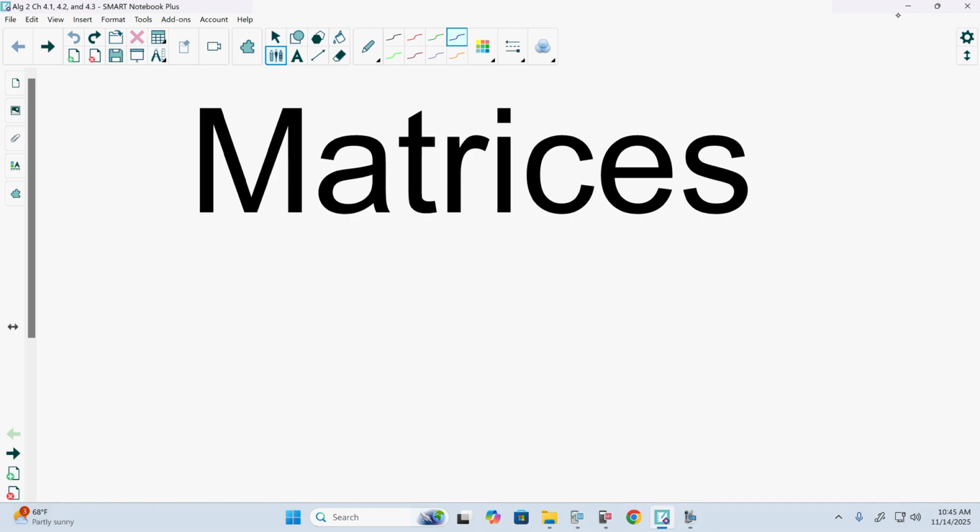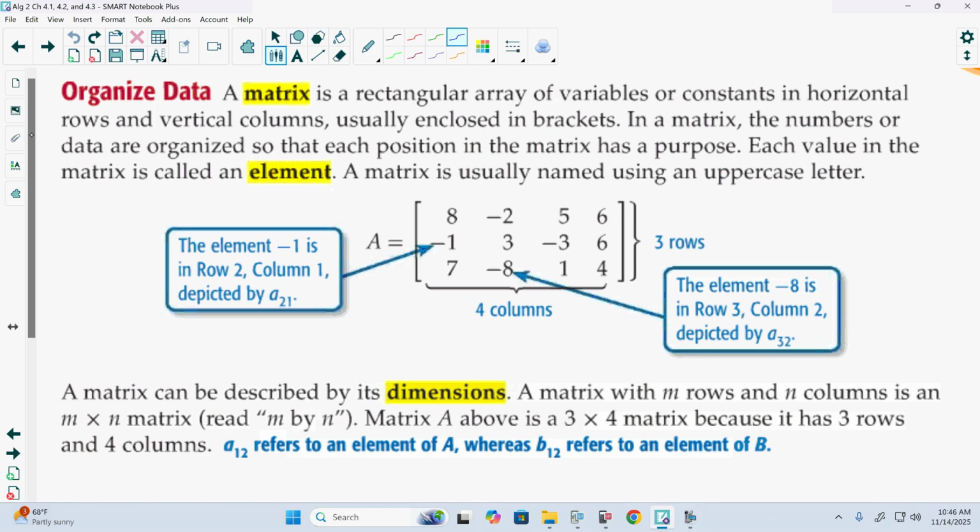Now, matrices. We have done matrices before. We covered matrices at the beginning of the year. And most of what we're doing today is not going to be new. A matrix is a rectangular arrangement of numbers. That's all it is. It has dimensions, rows by columns. So this one here, matrix A, is a 3 by 4 because it has 3 rows and 4 columns.